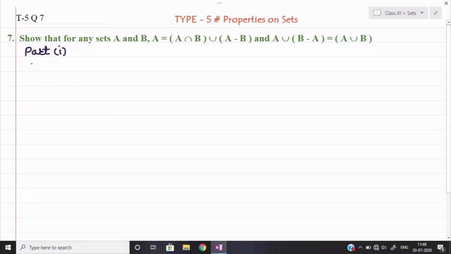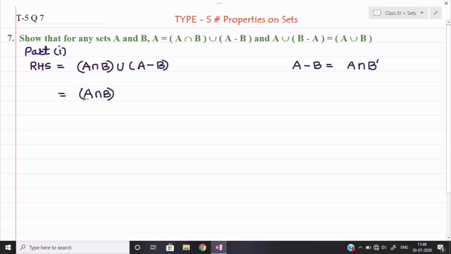In part number 1, I am taking the right hand side and I will bring the left hand side. So A intersection B union A minus B. Now see, just now I have explained A minus B, we have done it previously. A minus B is equal to A intersection B dash. So I write A intersection B as it is, union A minus B, which I can write as A intersection B dash.